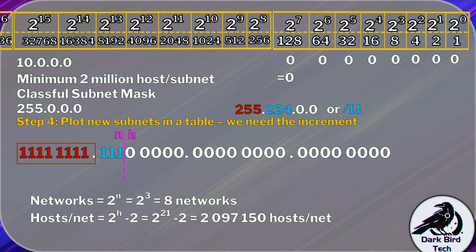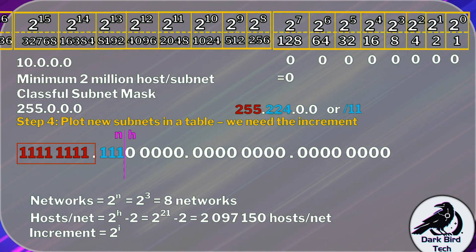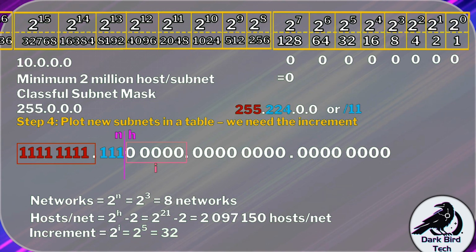Now we're going to go and plot the new subnets in a table, and for this we need an increment. And our increment is going to work out to be 2 to the power of I. And remember, the increment is only in the octet where the mask ends. It's not the entirety. So it's those 5 zeros left behind in the second octet that is my increment. The remainder makes up part of the host. So my increment is 2 to the 5, which is 32. And that's what we're going to be incrementing the second octet by, is by 32.